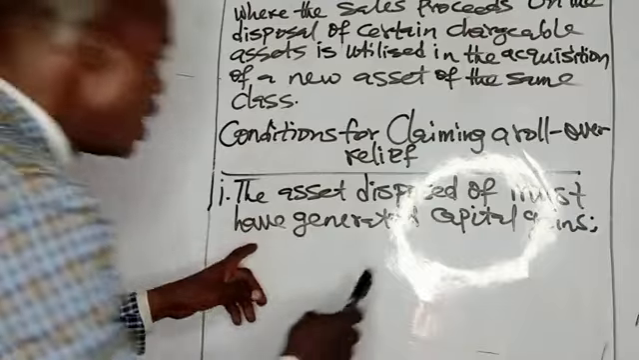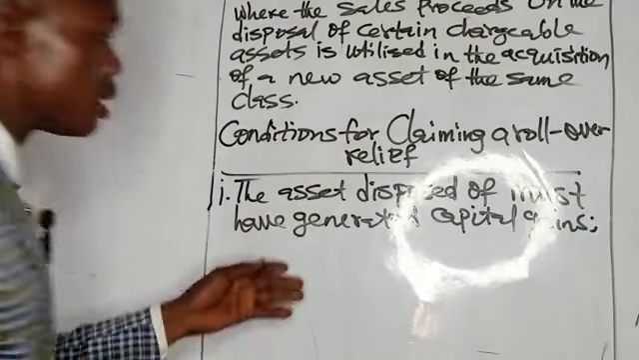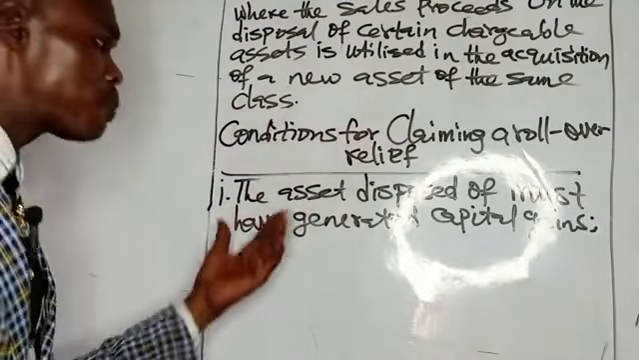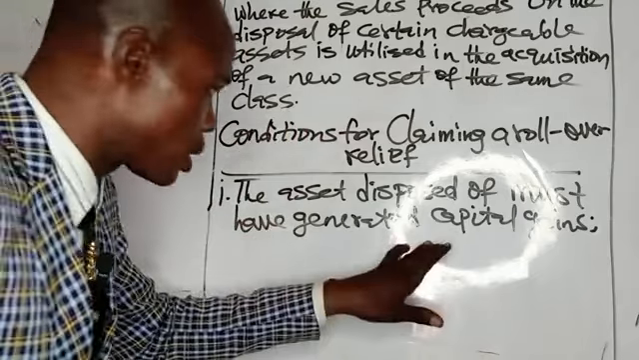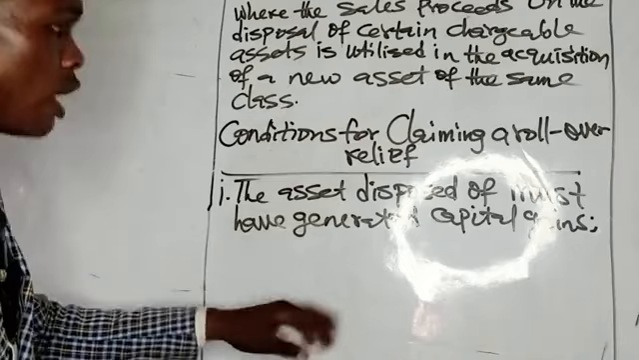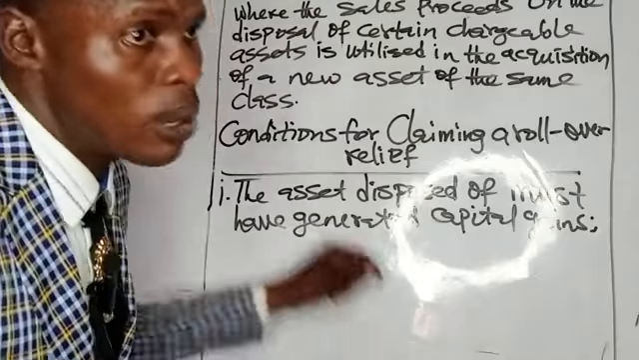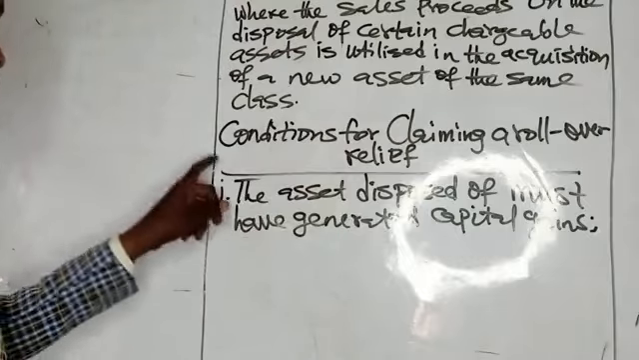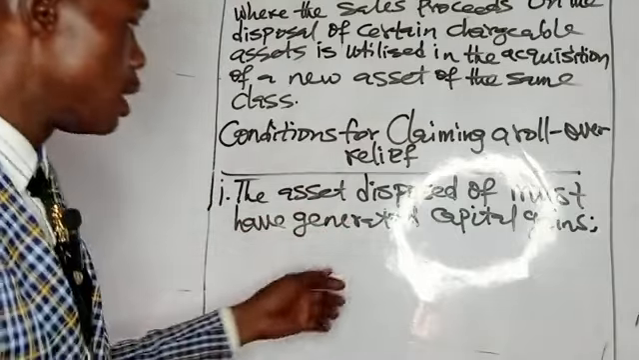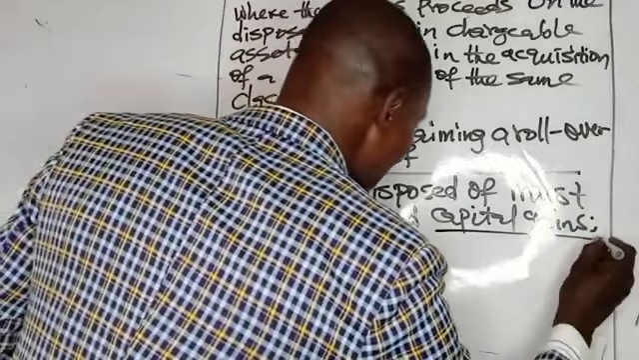That is, if the cost of acquisition is greater than the sales proceeds, that means the asset is resulting in a capital loss. In such a situation, you cannot claim a rollover relief on that asset. Before you can claim a rollover relief, it must have generated a capital gain.